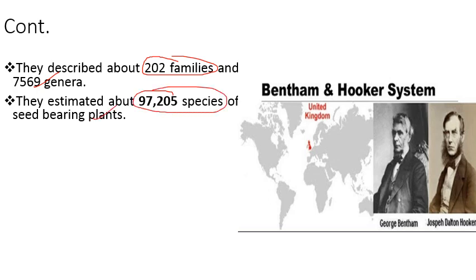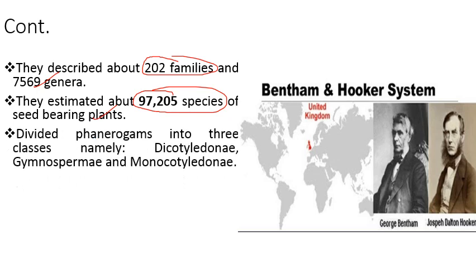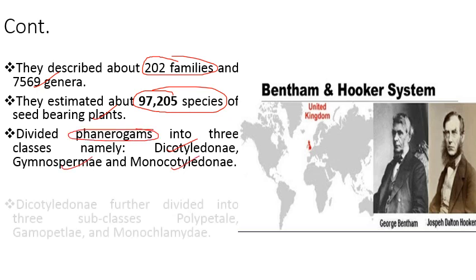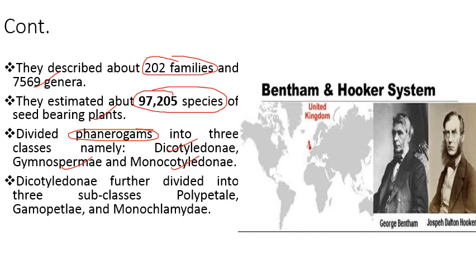तो इतने सारे plants इन्होंने classify किए थे, and they divided phanerogams into 3 classes, namely Dicotyledonnae, Gymnosperm and Monocotyledonnae. तो phanerogams को इन्होंने 3 groups में divide किया था. Dicotyledonnae further divided into 3 subclasses, that is Polypetally, Gamopetally, Monoclamidae, on the basis of fusion or free forms of petals or sepals or floral parts. Then Monocotyledon into 7 series.